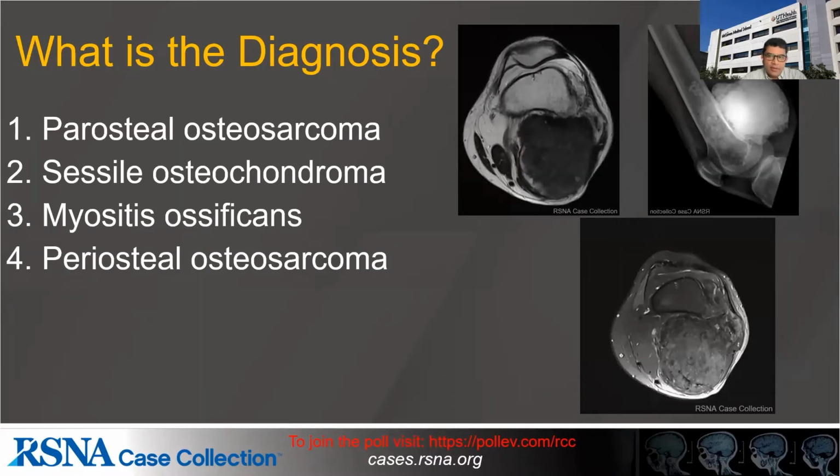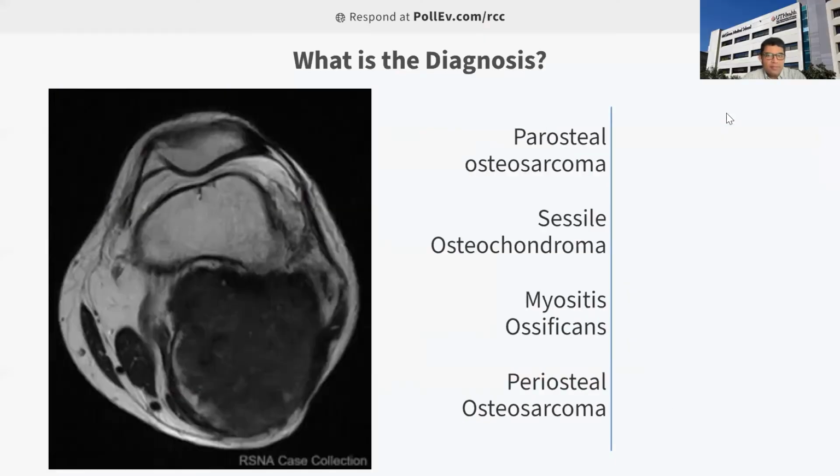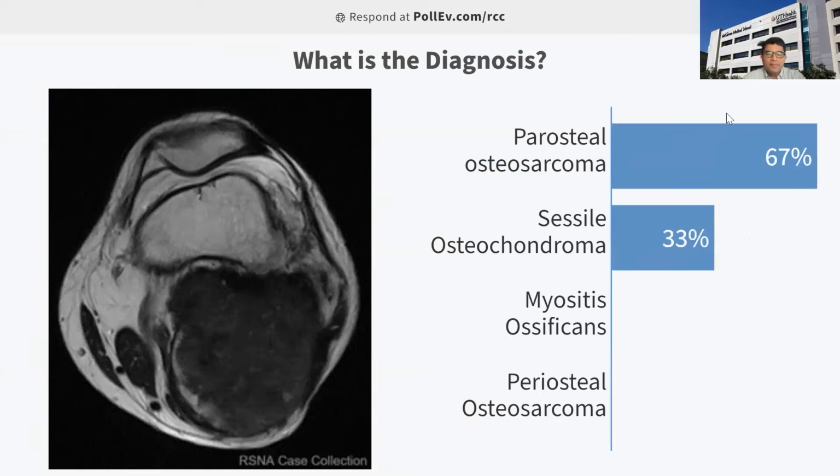And so what do you think is a diagnosis in this scenario? Is it parosteal osteosarcoma? Do you think it's a sessile osteosarcoma? Do we think it's myositis ossificans? Or do you think it's a periosteal osteosarcoma? And go to the next slide, please. And start voting now, please. All right. Give it another couple of seconds.